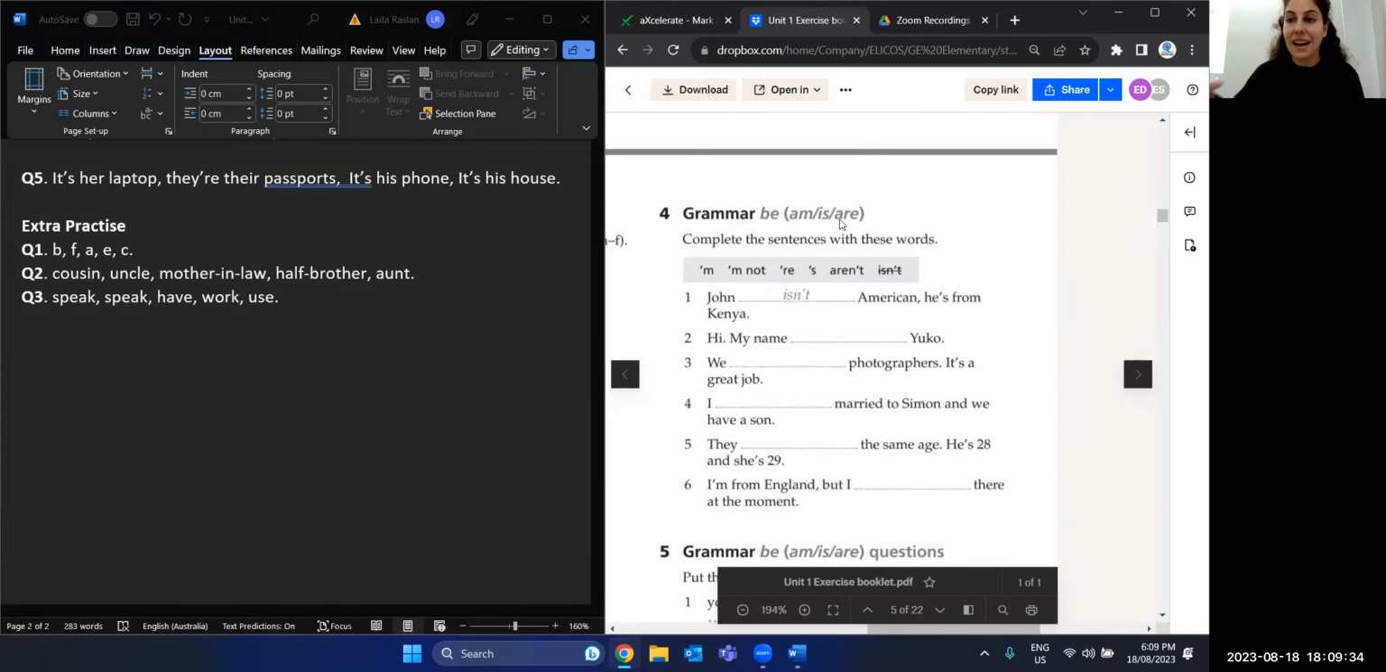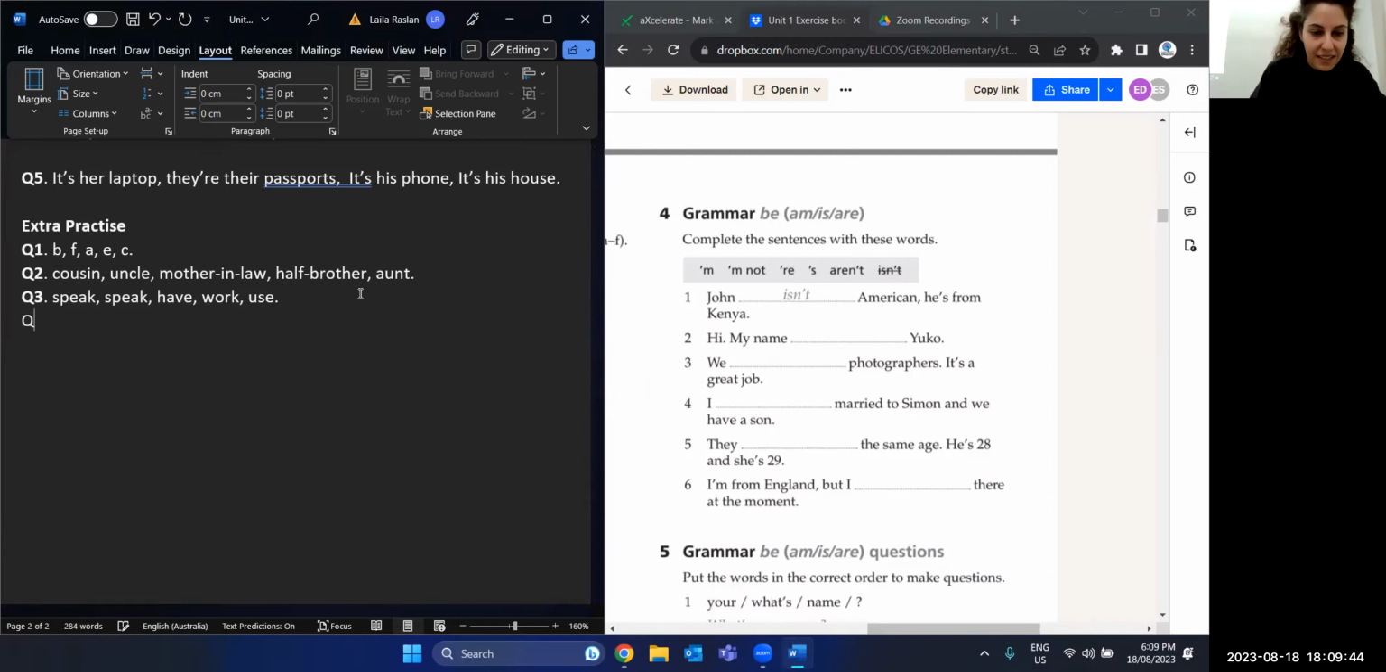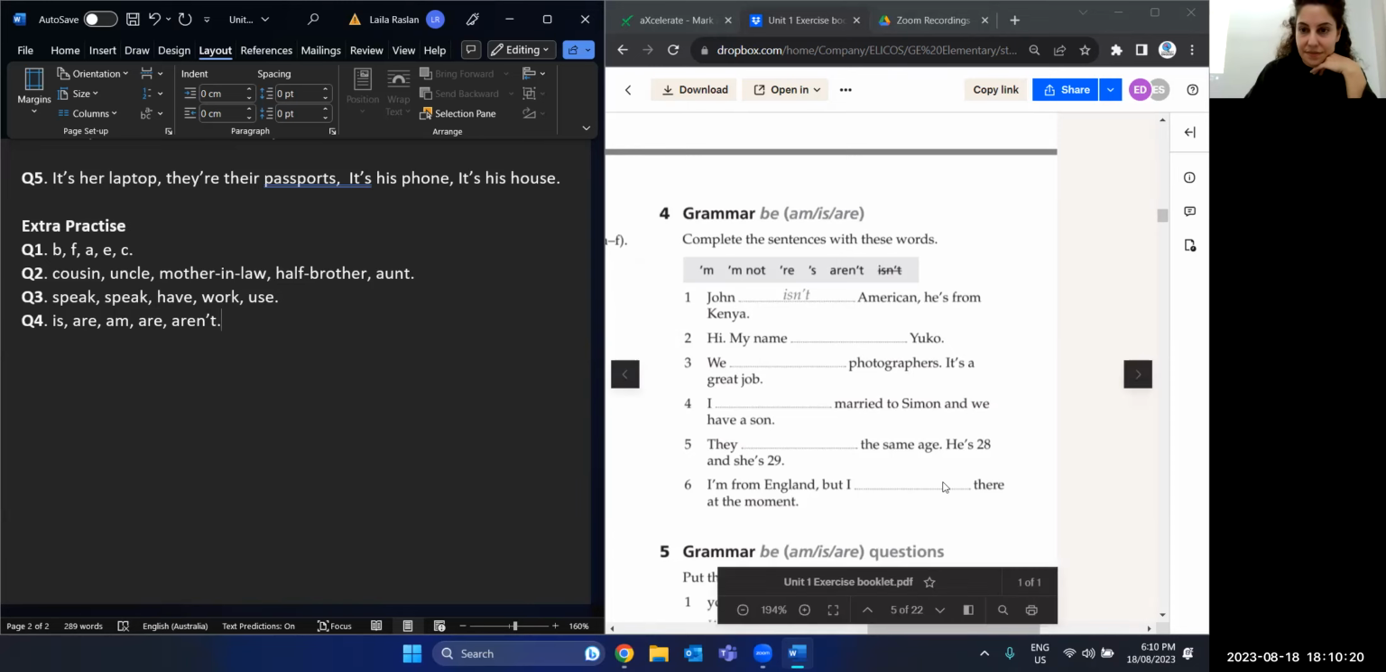To be, remember M is are in the present. So John isn't, that's with a negative. American, he's from Kenya. Hi, my name is. We are photographers. Yep, plural. It's a great job. I am married to Simon and we have a son. They are the same age. He's 28 and she's 29. I'm from England, but I aren't. Aren't. Good.